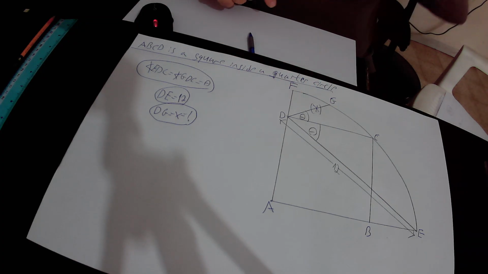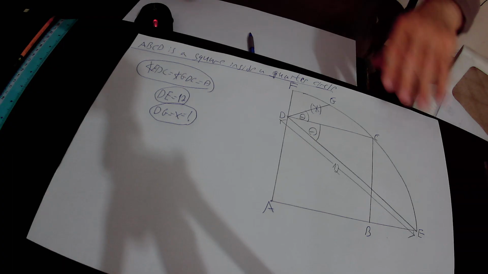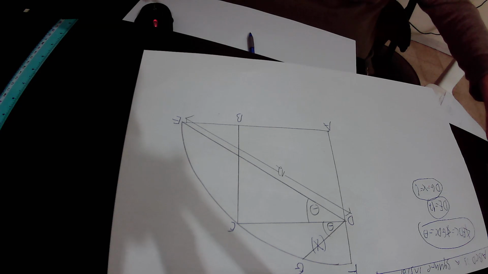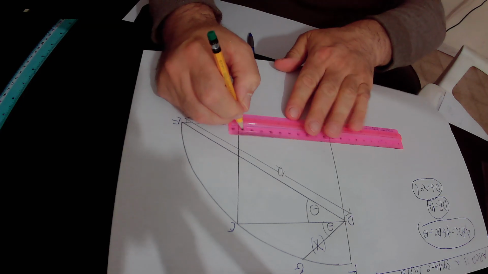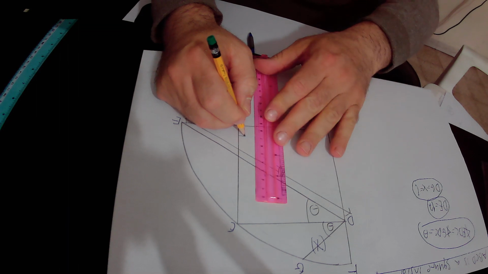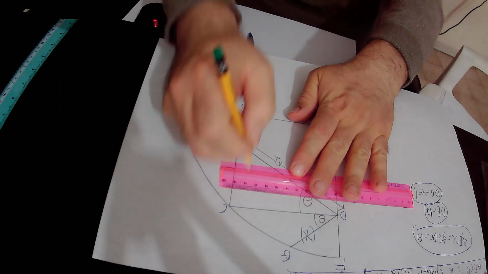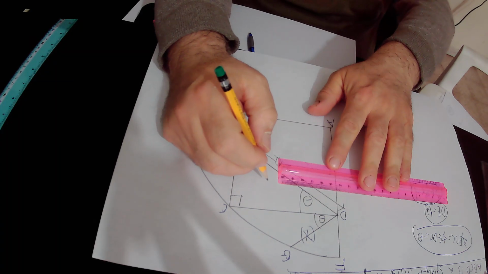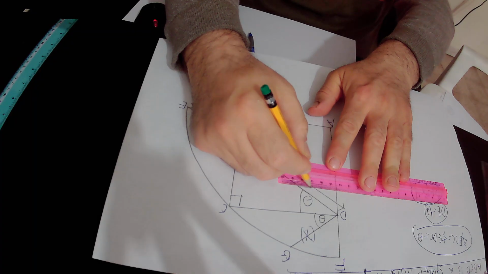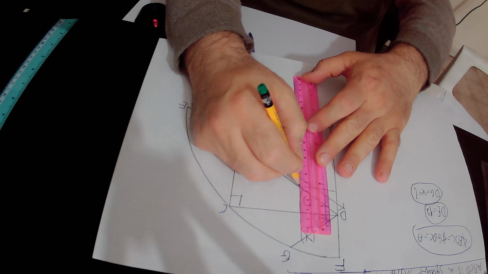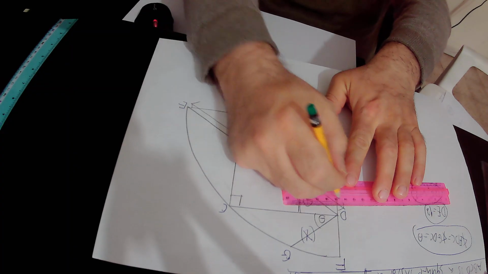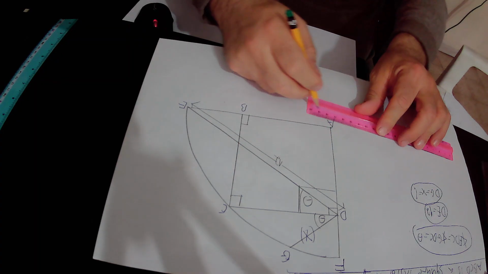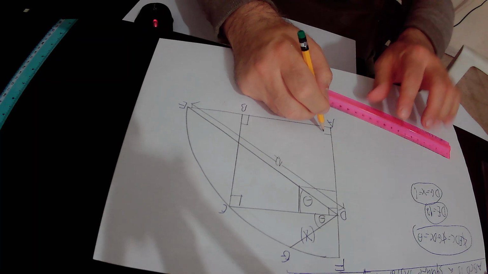ABCD is a square, and therefore all of its four angles are right angles. So this angle equals 90 degrees in its size. This angle equals 90 degrees. This angle equals 90 degrees in its size. And this angle also equals 90 degrees in its size.